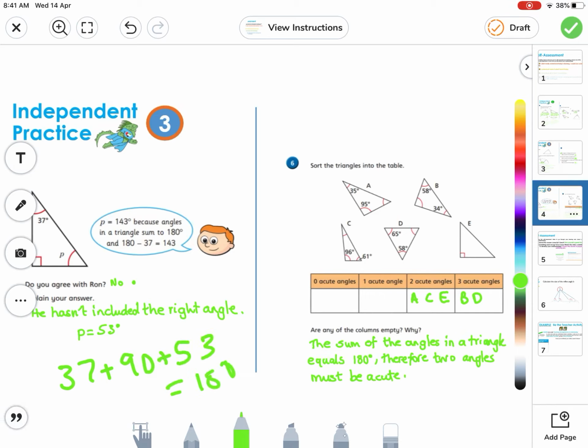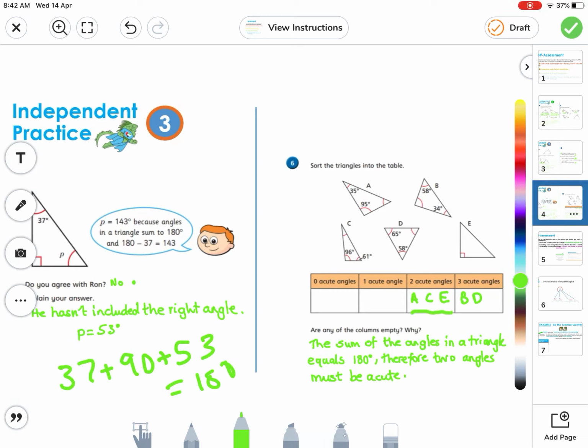On to question 6 then, you have to sort the triangles into the table. We have a table here with 0 acute angles, 1 acute angle, 2 acute angles and 3 acute angles. Now remember, an acute angle is anything measuring between 1 degree and 89 degrees. So you should have sorted these as follows.